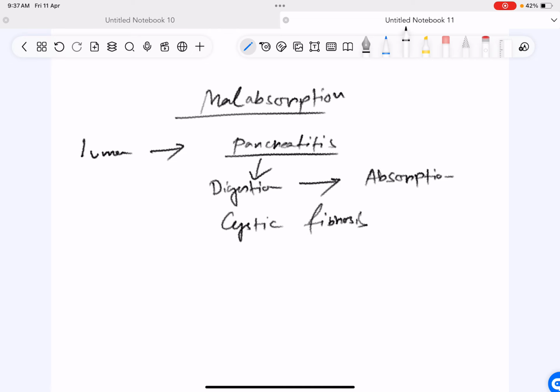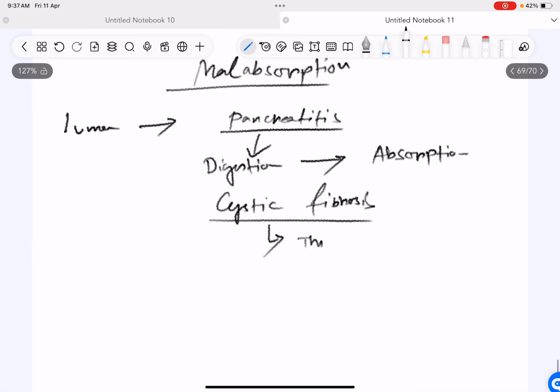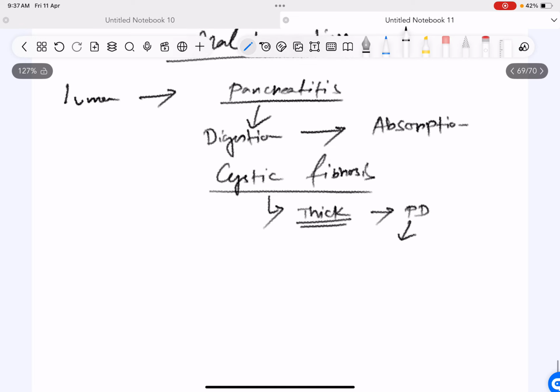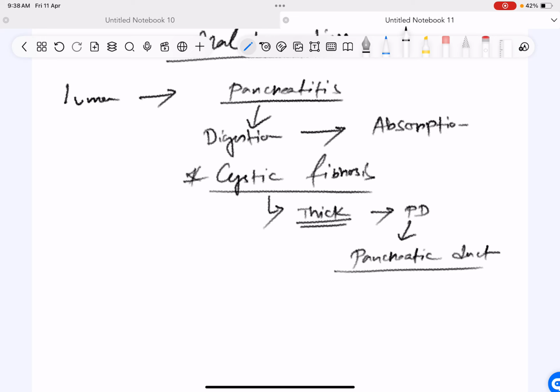Because we remember that in cystic fibrosis there is a thick secretion that obstructs the pancreatic duct. So thick secretion is obstructing the pancreatic duct. As a result, pancreatic enzymes won't be able to come into the duodenum. So it's a pancreatic duct obstruction that causes inability to secrete the digestive enzymes, like amylase for carbohydrate, protease for proteins, lipase for fat. So that is why cystic fibrosis causes malabsorption.